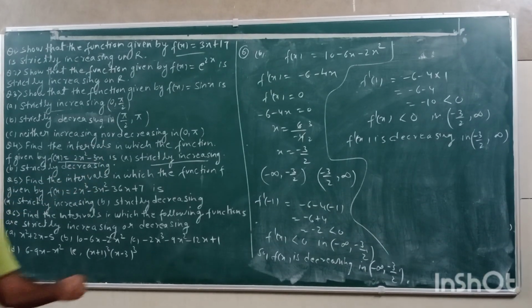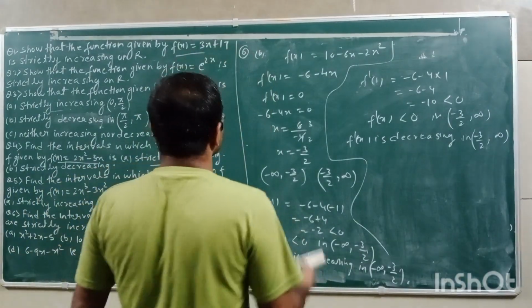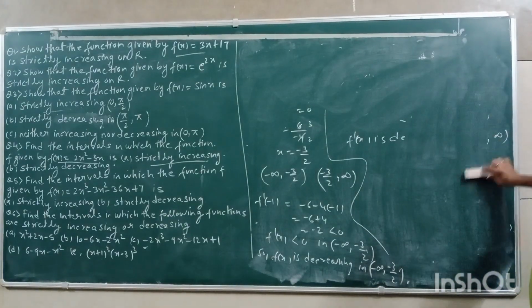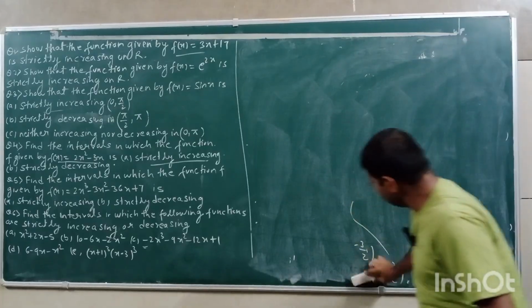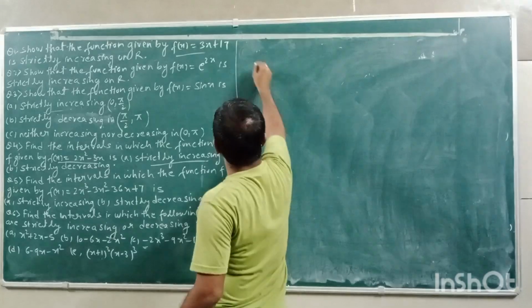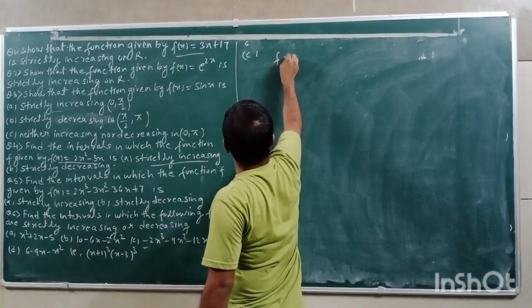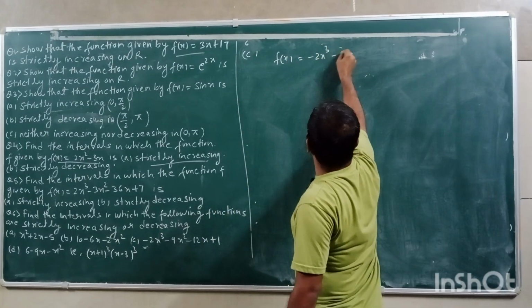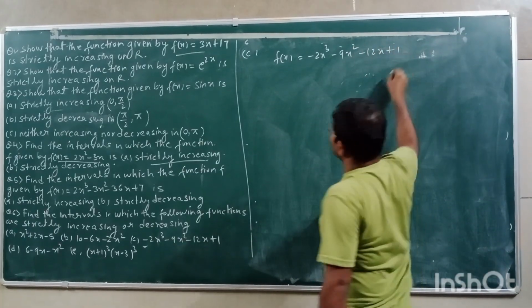Now let us see the C1. So for writing the solution of C1, I have to erase. I hope you have noted down. Okay, now see the C1. C1 is what is given? f(x) is equal to minus 2x cube minus 9x square minus 12x plus 1.